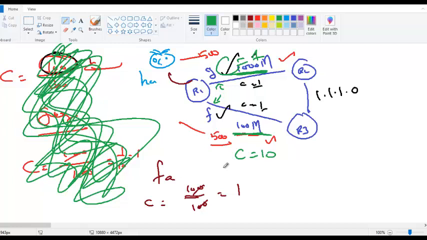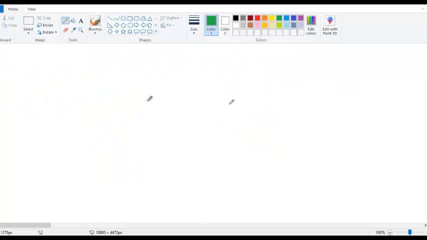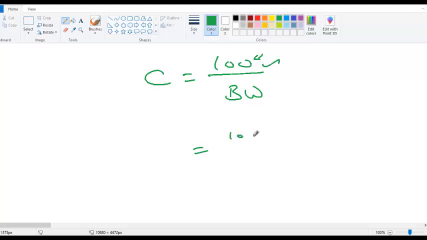This is one way. Second way is, this is the default formula, 100 divided by actual bandwidth on the link. 100 is the reference you are using to differentiate. That numerator you change. This reference bandwidth you change to some big number, like if you make it 10,000 divided by bandwidth, now it is easy.